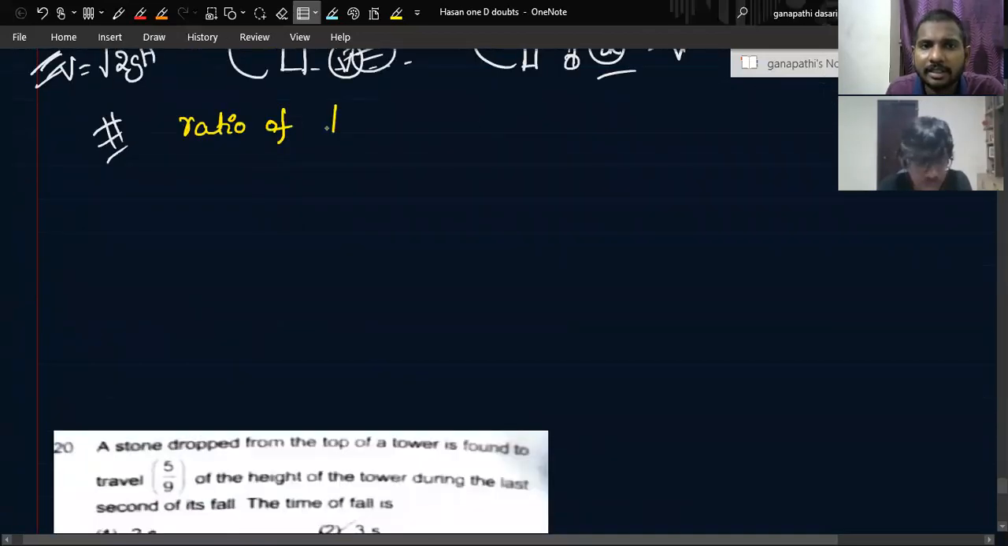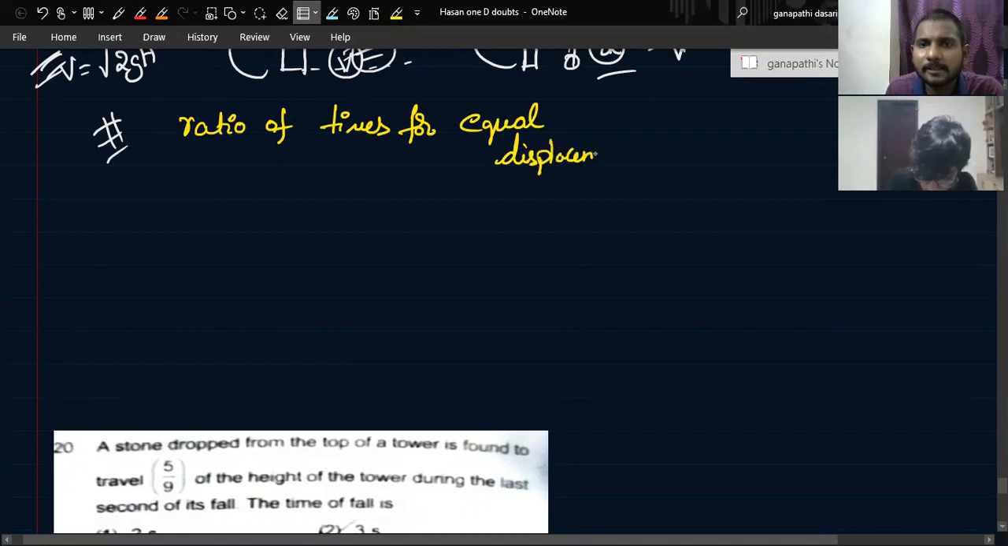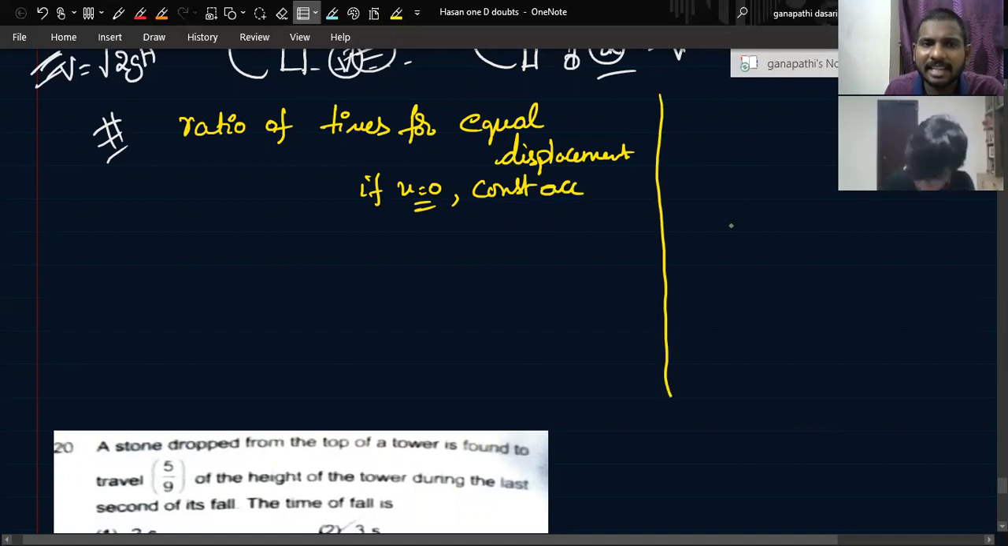Ratio of times for equal displacements, if initial velocity is equal to 0 and constant acceleration. And another part is ratio of displacements or distances for equal times, if u is equal to 0 and the body is going with constant acceleration.